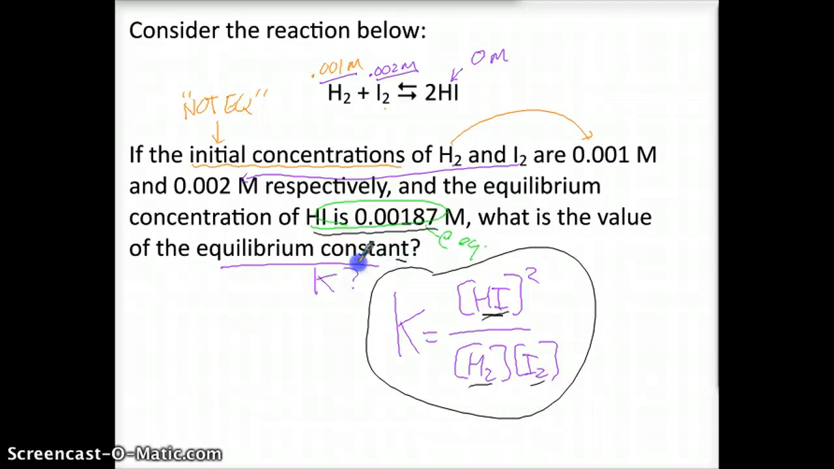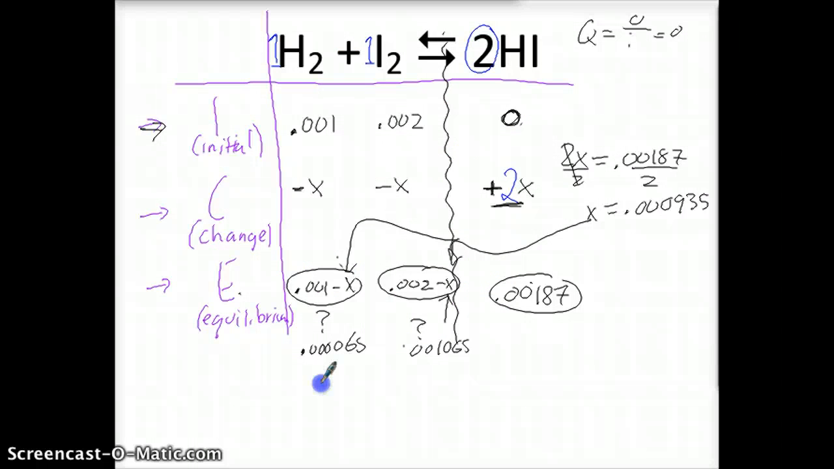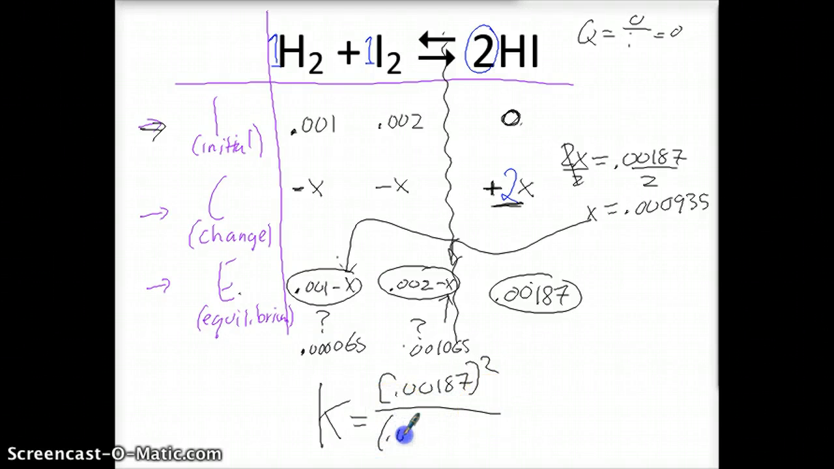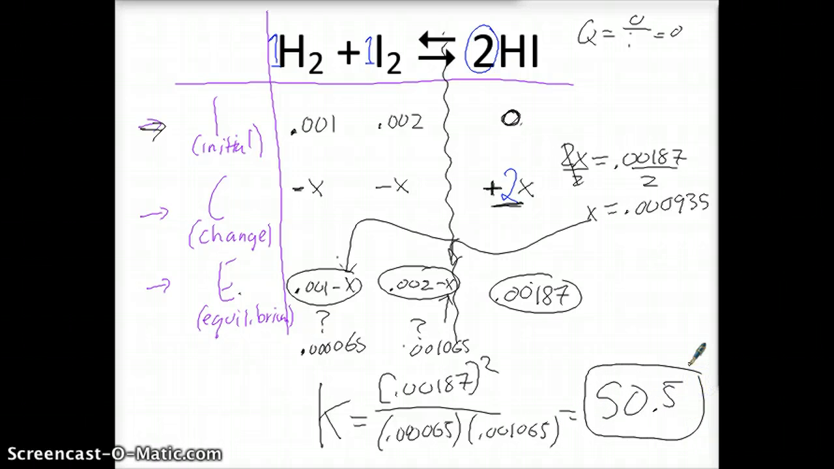So now to solve, think about what the question was asking for. I need to solve for K. What is the equilibrium constant? So now I have my equilibrium concentrations. I can plug in my values. So it's going to be the concentration of HI squared, which is 0.00187, over the concentrations of the reactants. And if I do the math there, I should get a final answer of 50.5. So the equilibrium constant K is equal to 50.5 for this reaction.